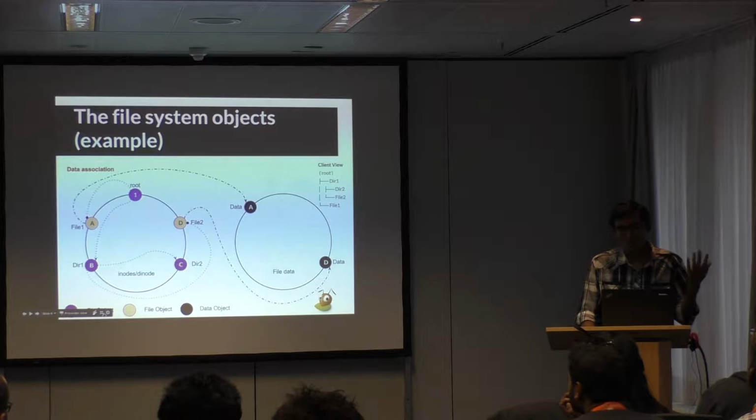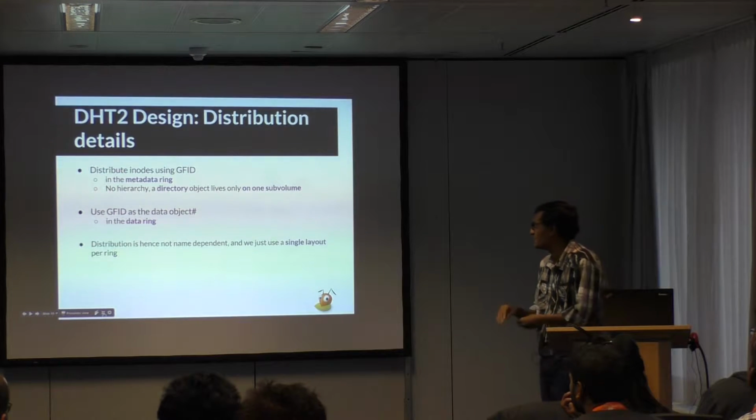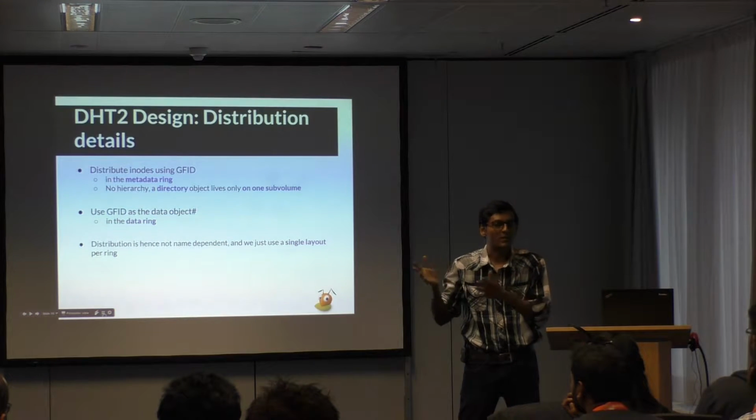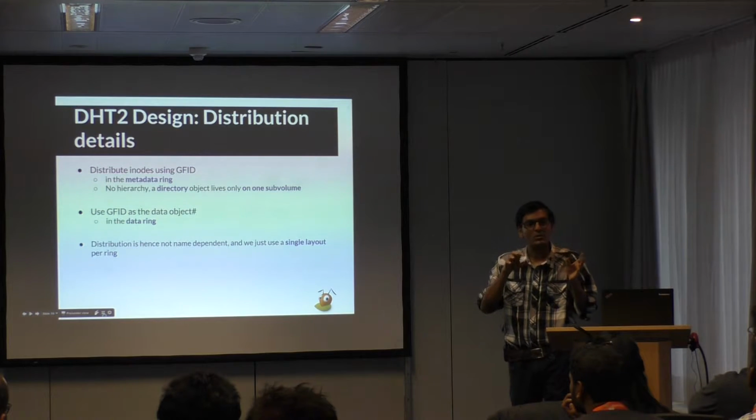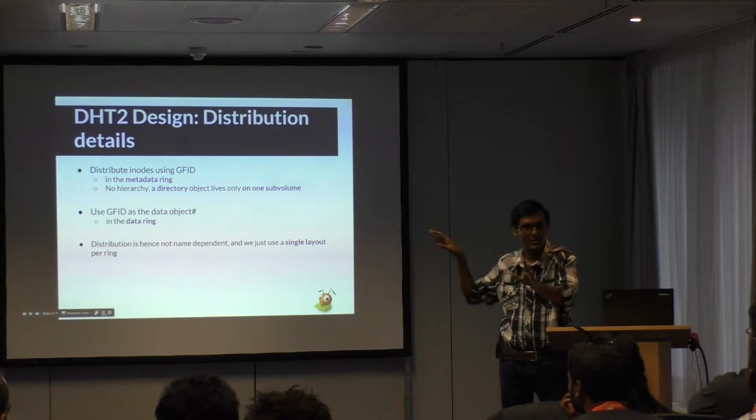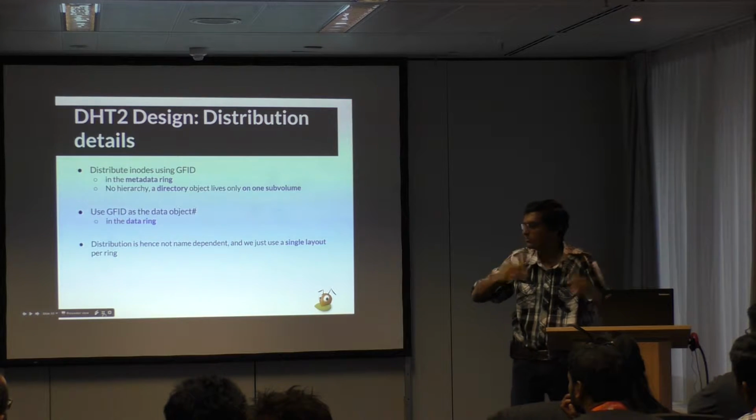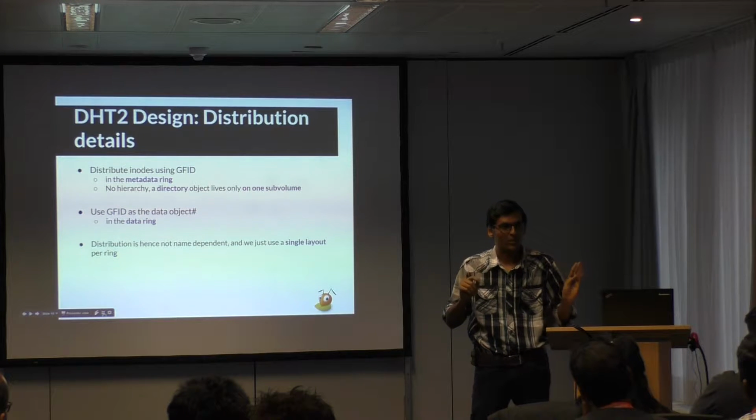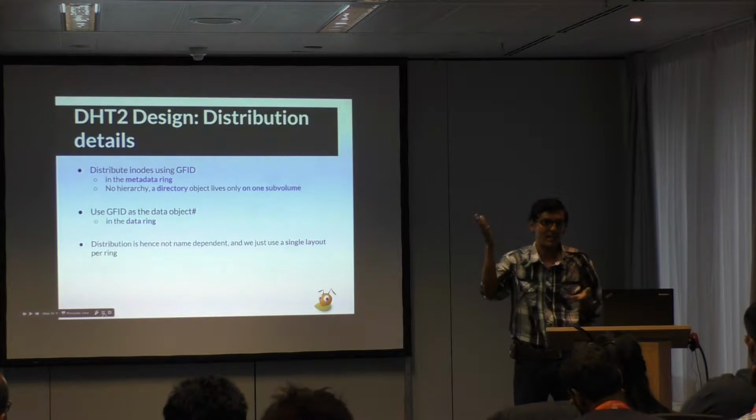Alright, so now let's talk about how we're going to distribute this. So this is what the objects are. What do we do with their distribution? Instead of inode numbers, we're going to use GFID from now on, so that it's Gluster specific. And so we distribute inodes using their GFID. Because we classified the objects into two sets, we're going to put all inodes into the metadata ring, or the inode ring, or whatever you call it. And also a directory is just going to be present on one subvolume of that metadata ring. So it's not going to be present everywhere. It's an object, it has to live in a place, it doesn't have to live everywhere.